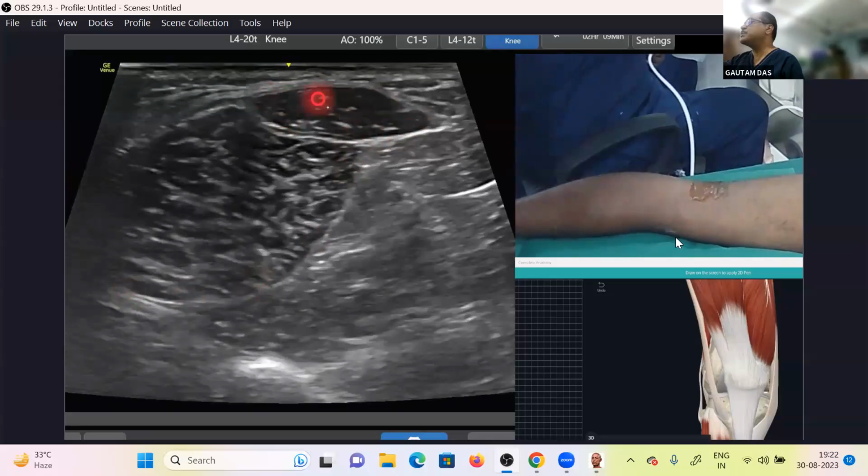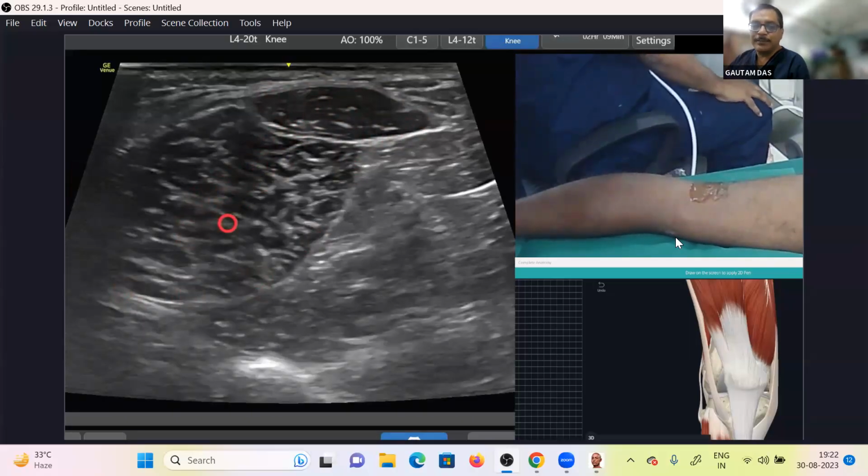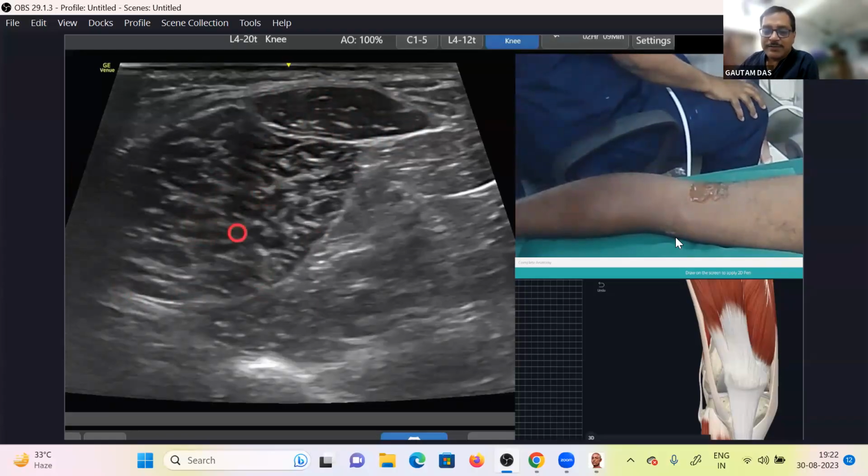So this superficial one is what? Lateral side. Two muscles, lateral side. What are the lateral side two muscles? Please unmute yourself and tell. Am I audible? Yes, sir. Lateral side, what are the hamstring muscles?